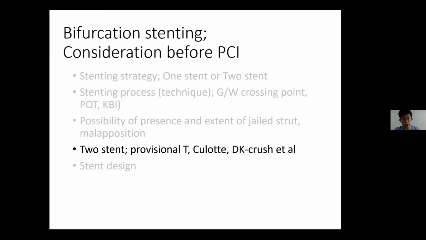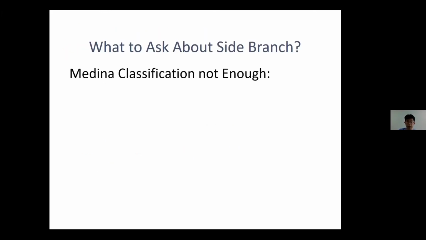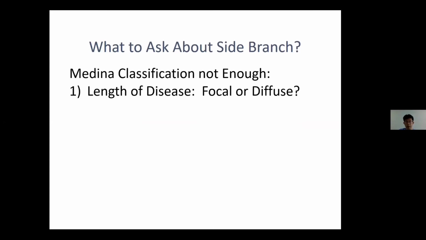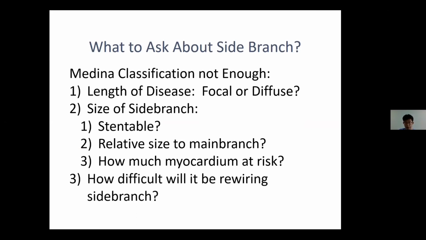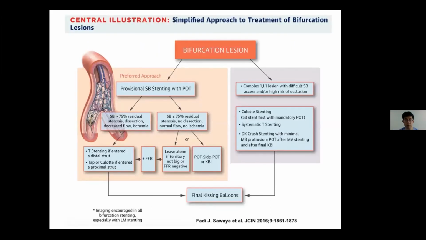So the next theme is two-stent: provisional T-stent, Culotte stent, or DK crush. What to ask about the side branch? Medina classification is not enough, because length of disease is a very important consideration for the side branch. Focal or diffuse, and the size of the side branch, stentable, relative size to the main branch, how much myocardial risk, and how difficult rewiring the side branch will be are very important. And angle of origin is very important: less than 70 degrees or more than 70. This is a bifurcation algorithm that is recommended.